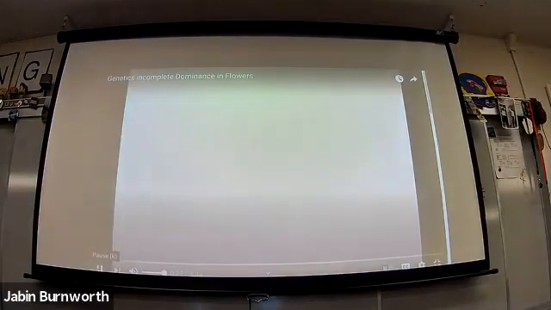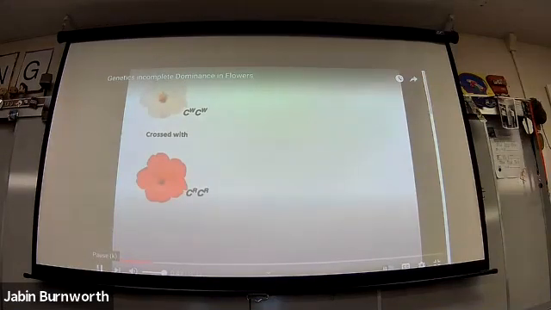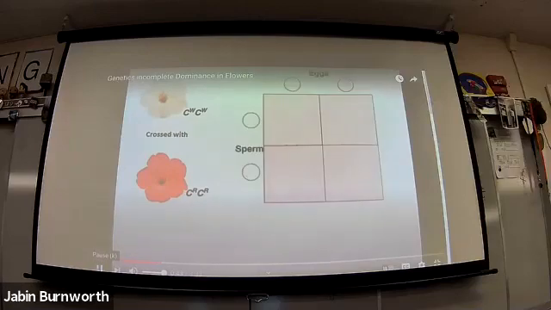Let's start this cross off with the white flower. In the case of the white four o'clock flower, it has a genotype of C large W, C large W. We're going to cross that with a red flower, and we can see that the genotype for the red flower is C large R, C large R. You're going to see what happens when these are combined.